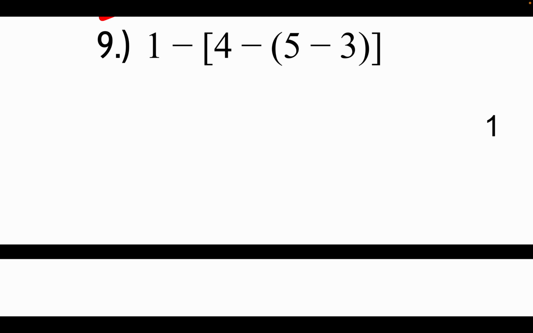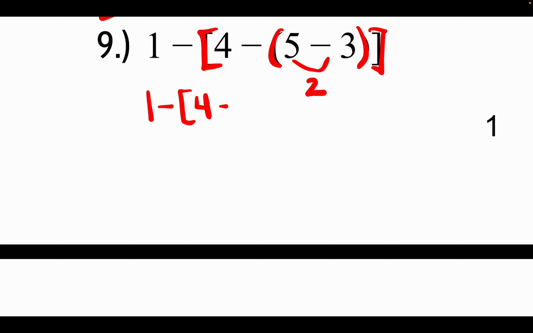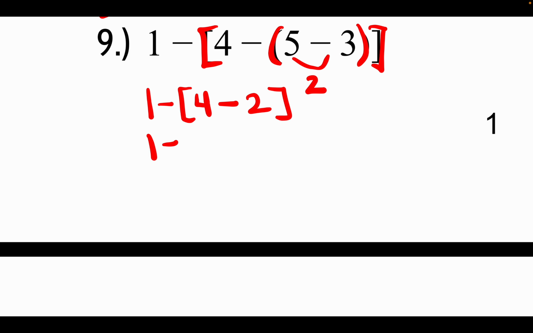Okay, next one, we have 2 sets of grouping symbols. So we always do the innermost grouping symbol. So 5 minus 3 is 2. So we have 1 minus 4 minus 2. Now we'll do our brackets. So we have 1 minus 4 minus 2 is 2. 1 minus 2, negative 1.